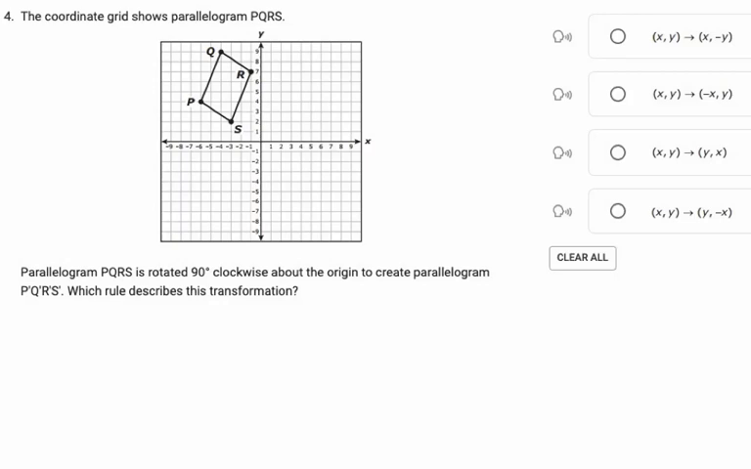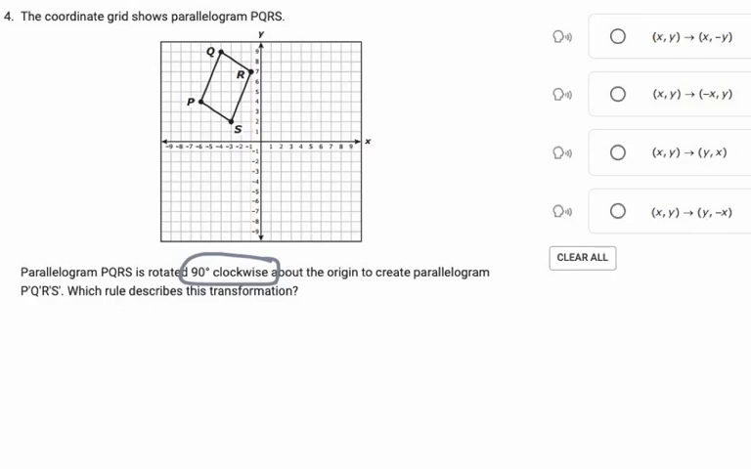Question 4. The coordinate grid shows parallelogram PQRS, the pre-image basically. The question says parallelogram PQRS is rotated 90 degrees clockwise. I'm going to go ahead and circle that. That's going to be key info there. About the origin to create parallelogram PQRS prime. Which rule describes its transformation?